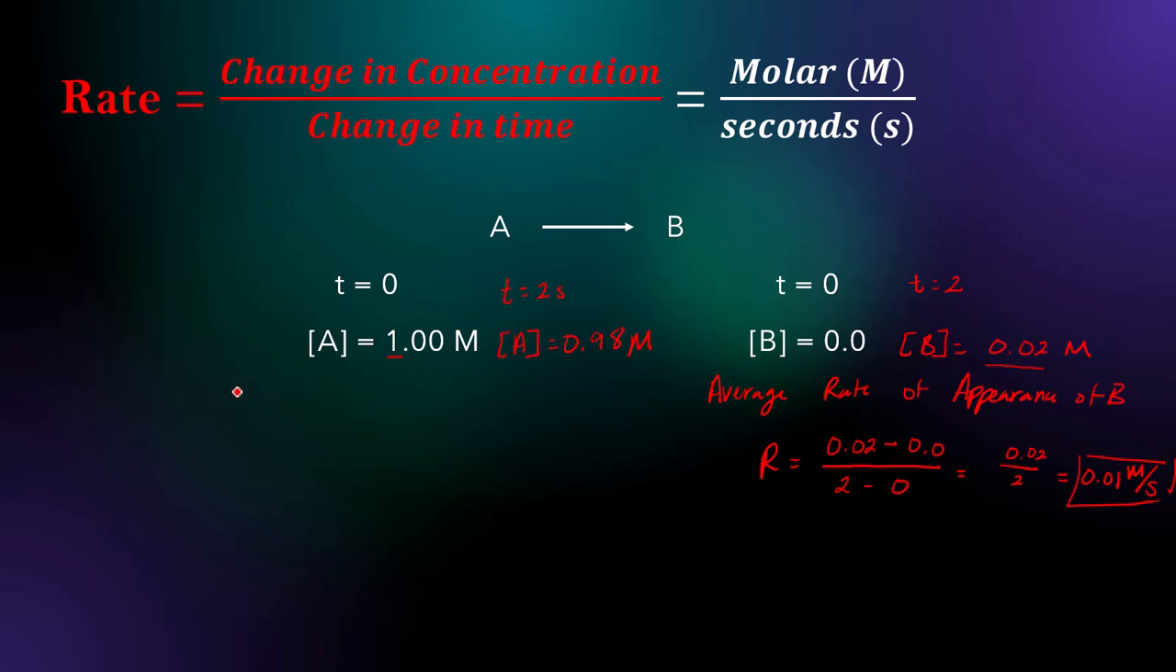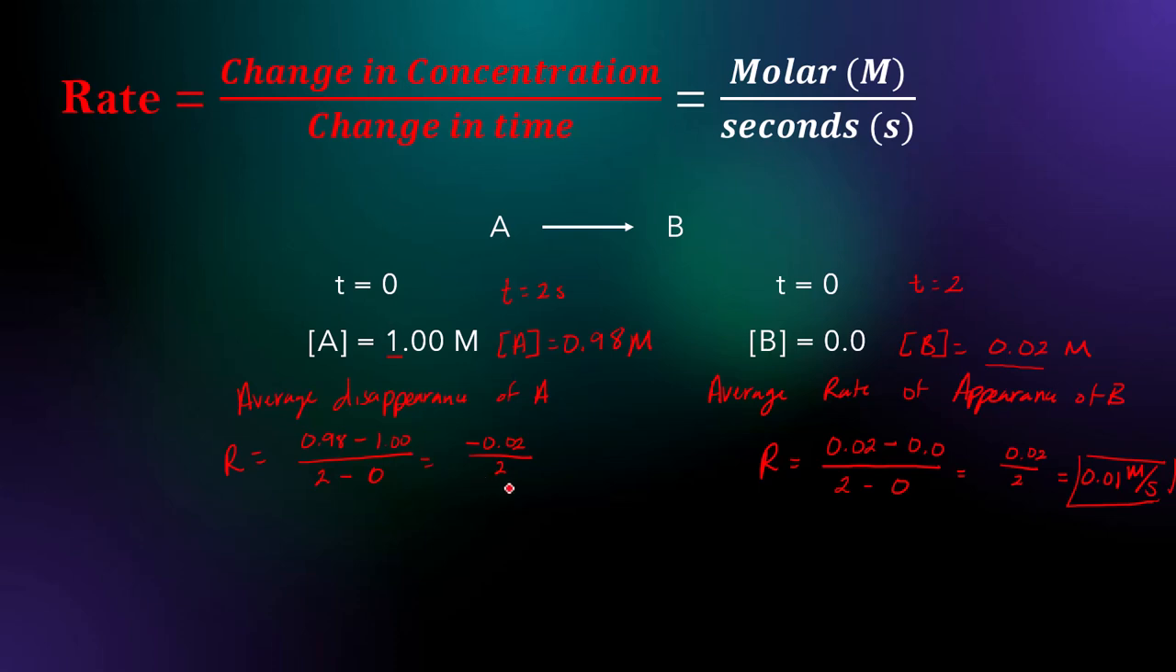So now we can also talk about the average disappearance of A. Okay, they go hand in hand because as A is disappearing, B is appearing. And so we would do the same thing for that one. We would go R equals, and again, we have our final concentration, which is 0.98 minus 1.00, and we are dividing that by the change in time, which is the final time 2 minus the initial time 0, and we are left with negative 0.02 over 2.